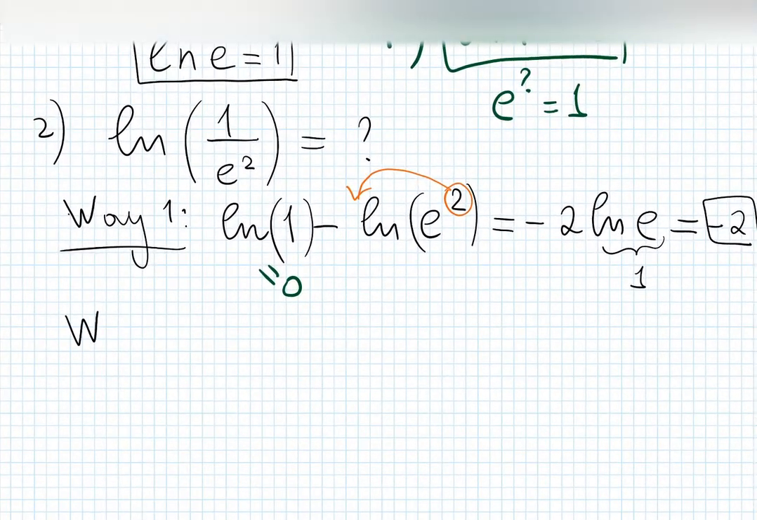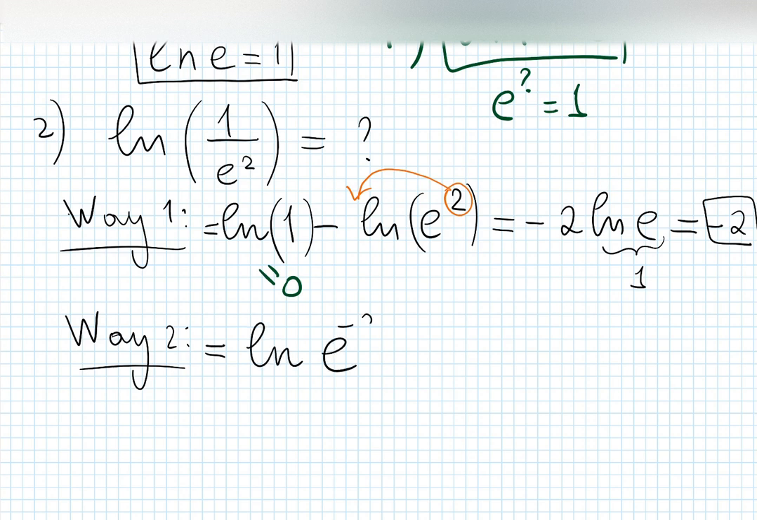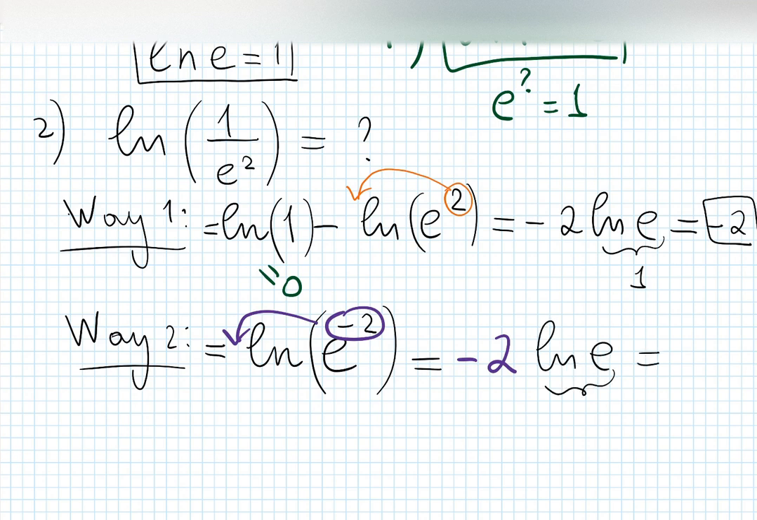Or way 2. How about I see it not as a fraction? How about I see it as ln of e to the negative 2 right away? Because 1 over e squared is e to the negative 2. Then I can just do the last property right away. Take this exponent and put it down: negative 2 times ln e. ln e is what? 1. So the answer is negative 2. This way is faster. Make sense?